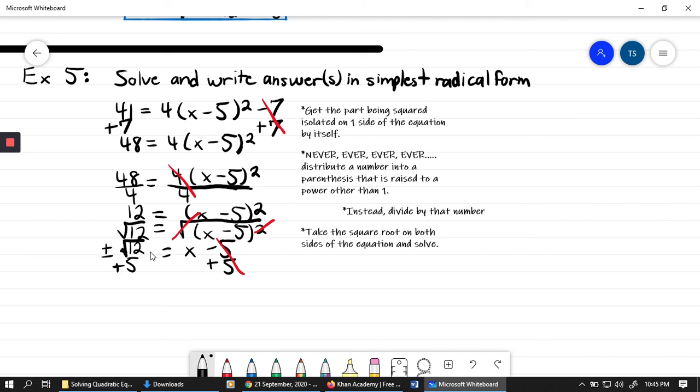Alright, so again, we can't combine these, but we can write them separately, and we should write them separately. Remember, there's two ways to write it. You can either write the 5 in front of this plus or minus square root of 12, or you can write the plus or minus square root of 12 and then write the plus 5 afterwards. Two ways that you can write this answer, remember.